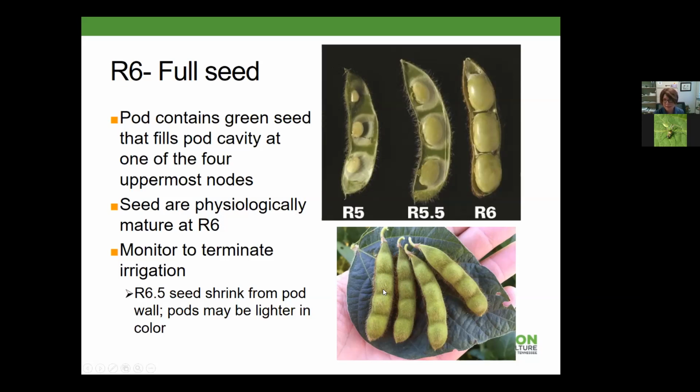But at that point, the plant's going to stop sending stuff to the seed because it's done. Basically the goal is to get those seeds to mature and dry down and become the dry beans that we harvest. At R6, when the seeds start to draw away from the pod wall, about mid R6, we start looking at terminating irrigation, because there's not a need to continue to water when the plant's trying to shut that pod off. So that would be a critical time for irrigation termination.